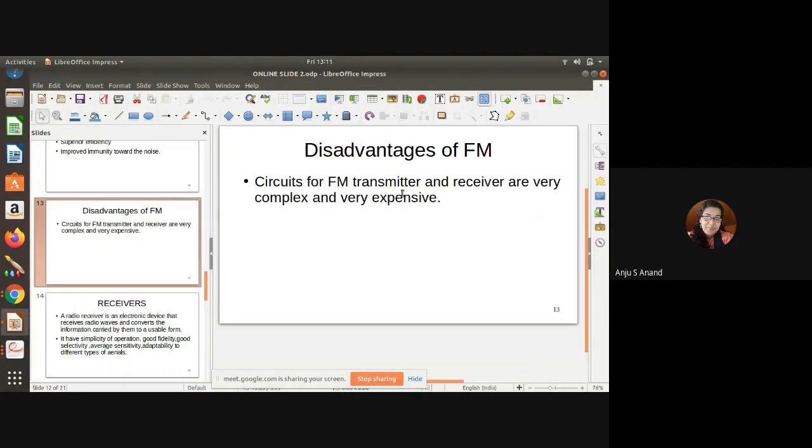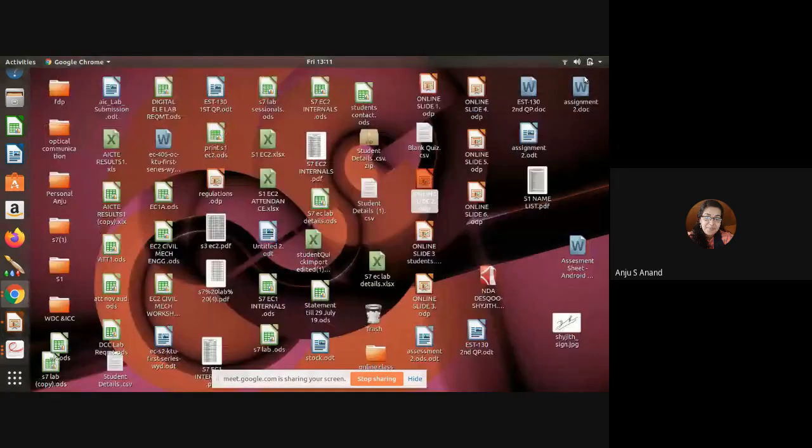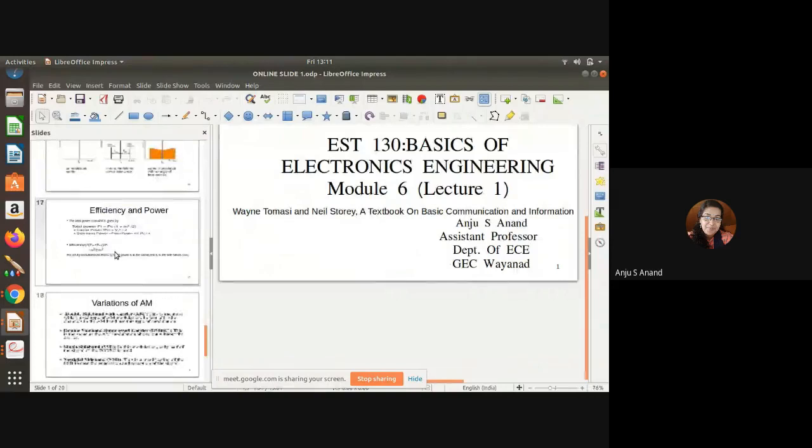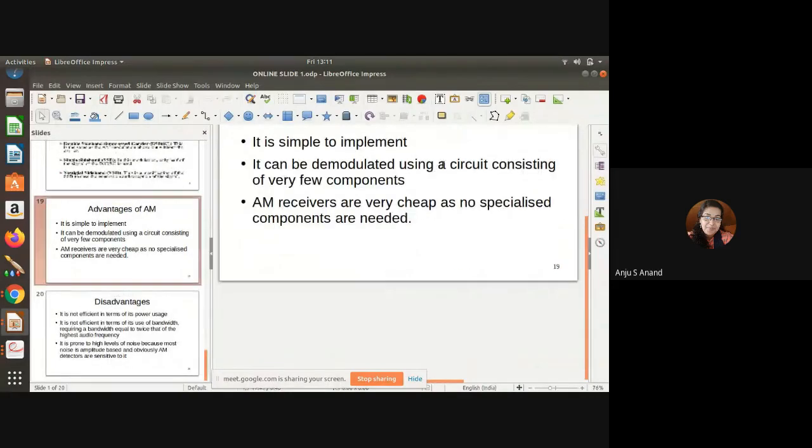Circuits of FM transmitters and receivers are very complex and very expensive, so we are not normally considering that one. Also, the advantages of AM are that it is simple to implement, demodulation is easy, and it is very cheap. So all these are the advantages of the AM system. Okay.